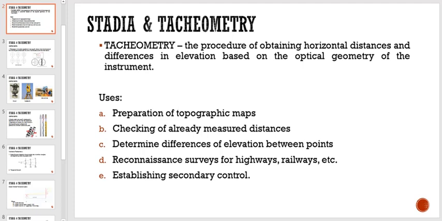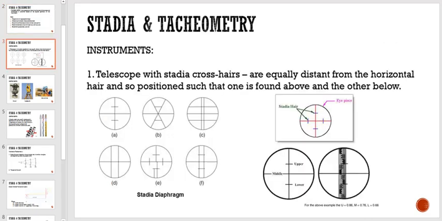So when we say stadia, it is only based on two surveying instruments: the crosshairs and a stadia rod. This is different from the other differential methods. The instrument should be a telescope with stadia crosshairs.